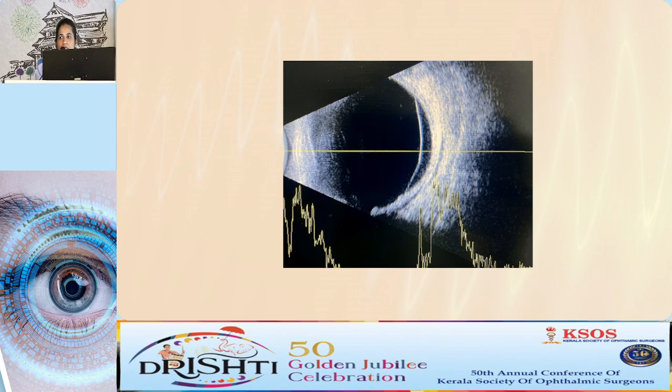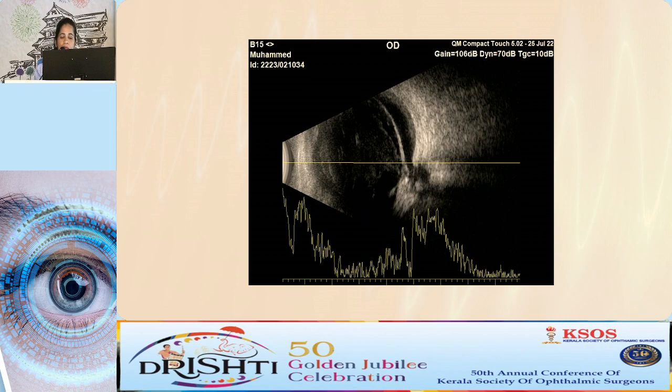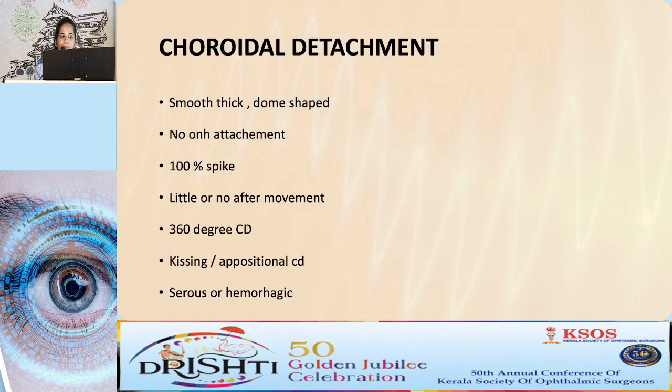In RD, the spike will persist even in low gain. So this is a case which shows a moderate intensity spike with kinetic behavior, it has good after movement, suggestive of a PVD. This is an RD which is a hyperreflective membrane attached to the disc with low after movements. You can also see some dot echoes in the vitreous cavity. And this was actually a case of vitreous hemorrhage with retinal detachment. So choroidal detachments are usually thick, smooth, dome-shaped.